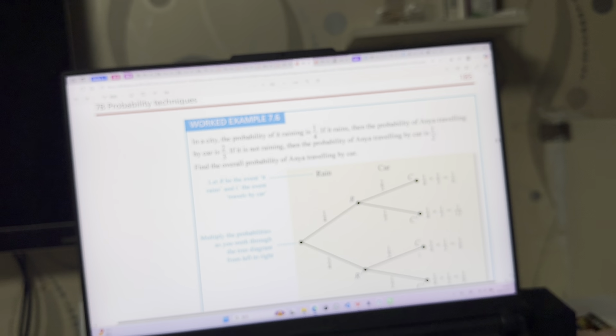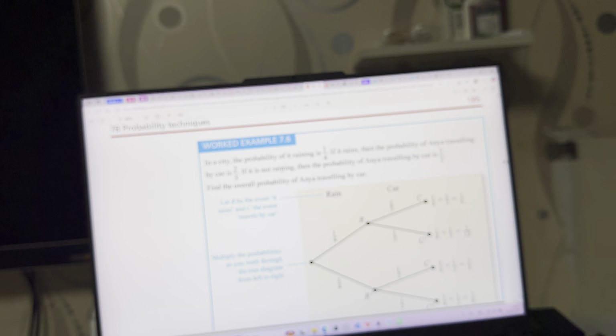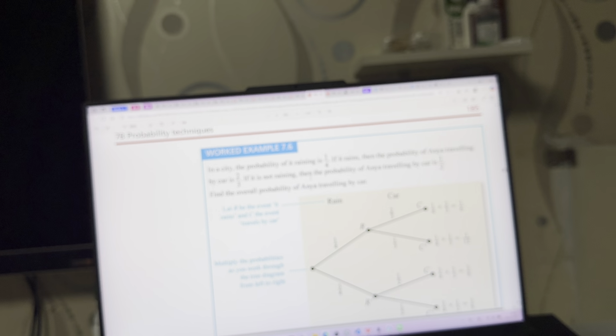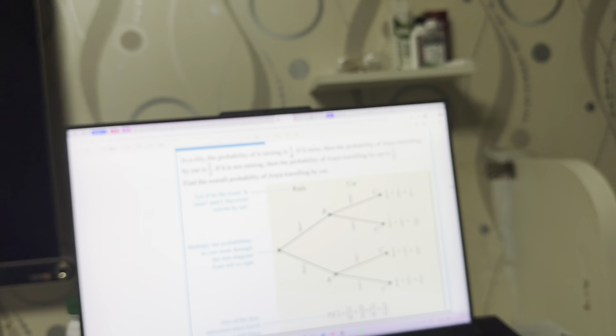Yes. So it also can help you because for this case, if it is not raining, then the probability of Anya traveling by car is 1/2. Find the overall probability of Anya traveling by car. So C is car, C' is without car. So I mean, this tree diagram also can make all the information obvious.